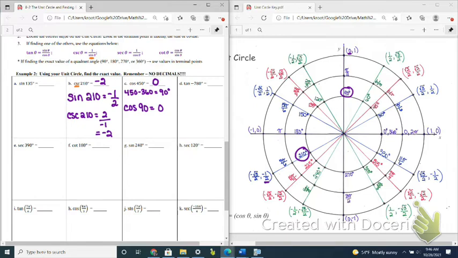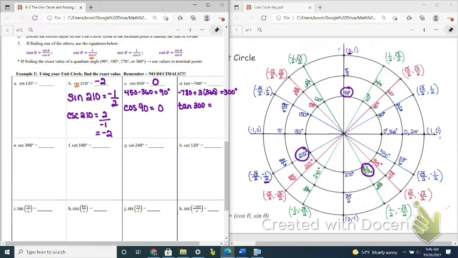Okay, tangent, again, I have negative 780. So I need to go ahead and add 3 full circles to that to get it in a positive quadrant. So I get 300 degrees. So really I'm trying to find the tangent of 300 degrees. So 300 is right here.